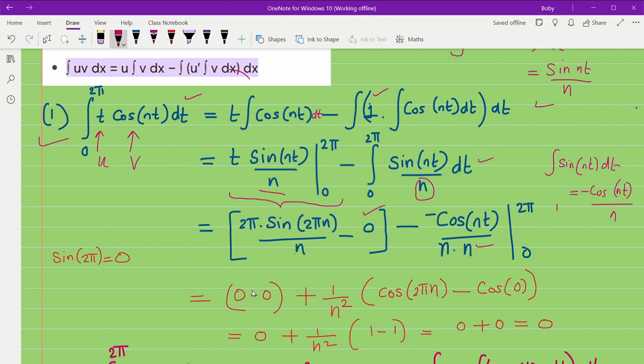Now coming back to the first function case, you can see here minus 0. So what about this first part? 2 pi sin 2 pi n. So sin 2 pi, we know that is equal to 0.